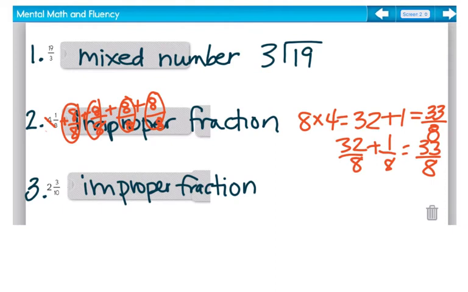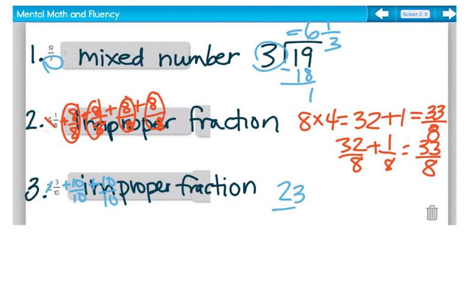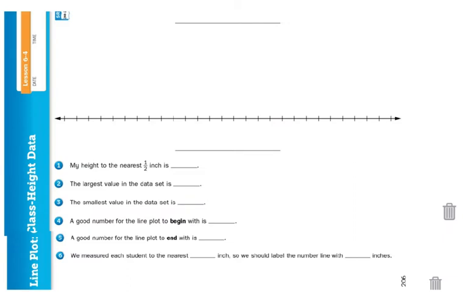You should have paused the video and solved. So let's take 19/3. 3 goes into 19 6 times, which is 18. Our remainder is 1. Our denominator does not change. It stays thirds. So 19 thirds is the same as 6 1/3. 2 3/10, I'm going to borrow from that 2 and make that equal to 1 whole and 1 whole. 10 plus 10 plus 3 is 23 tenths. Tenths does not change. Go ahead and erase your whiteboard.